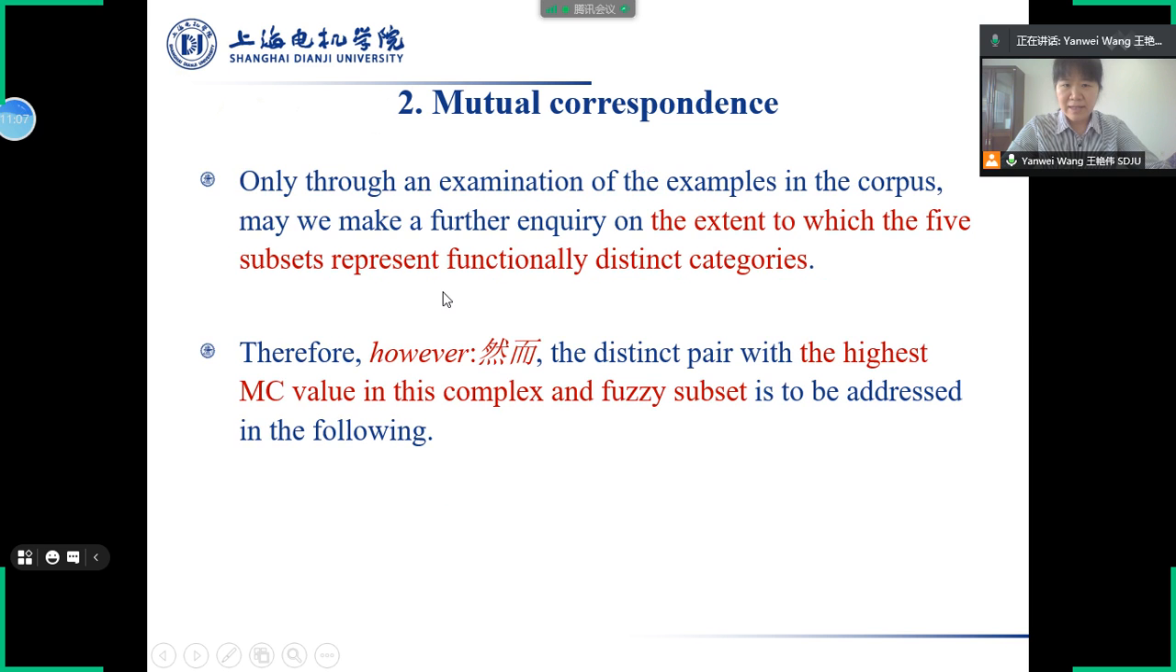Only through an examination of the examples in the corpus may we make a further inquiry into the extent to which the 5 subsets represent functionally distinct categories. Therefore, however, 然而, the distinct pair with the highest MC value in this complex and fuzzy subset, is to be addressed in the following.